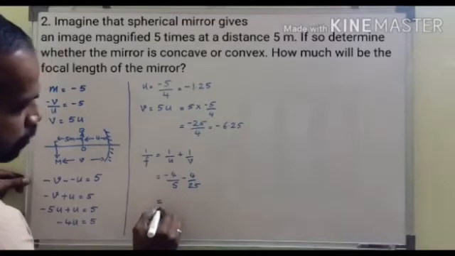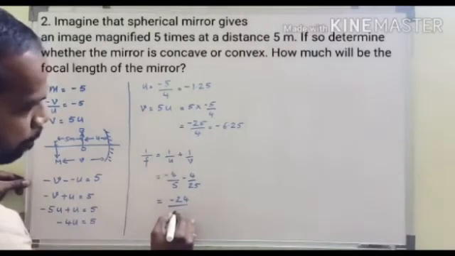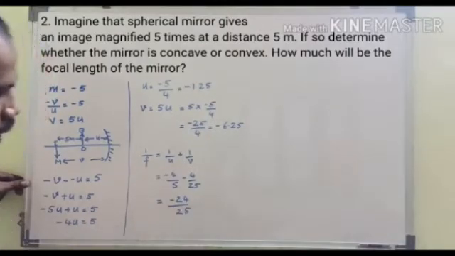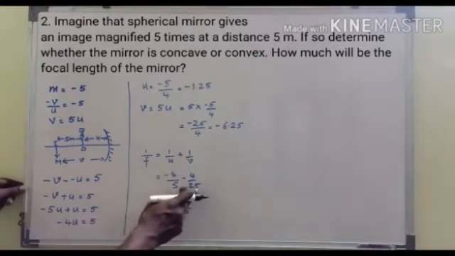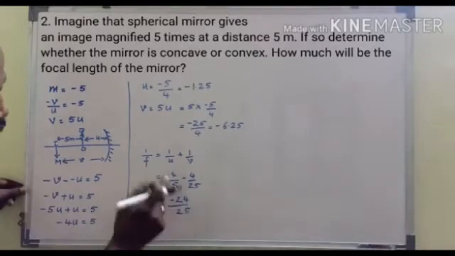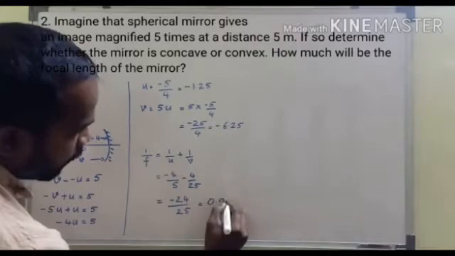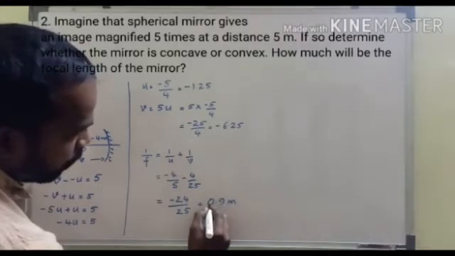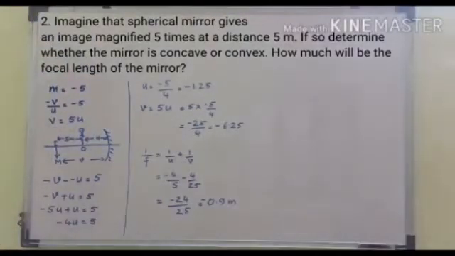So here the answer will be minus 24 by 25, because we make the denominator the same. So minus 24 by 25 is equal to minus 0.9 m. Minus 0.9 m is the focal length of the mirror.